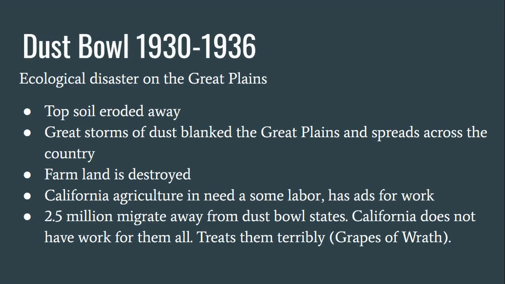In the midst of the Great Depression, ecological disaster occurred on the Great Plains and spread across the country. Millions of acres of farmland were destroyed, and the entire population of the midsection of the country was in dire straits. California had some need for agricultural labor and placed some ads around the country. However, far, far more showed up than there was work for. Around 2.5 million people in total migrated away from the Dust Bowl states, and California did not have enough work for them. The migrants were met with derision. A favorite book of mine that covers this era is The Grapes of Wrath, and definitely worth checking out.